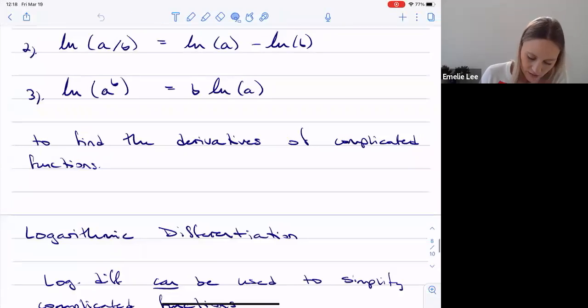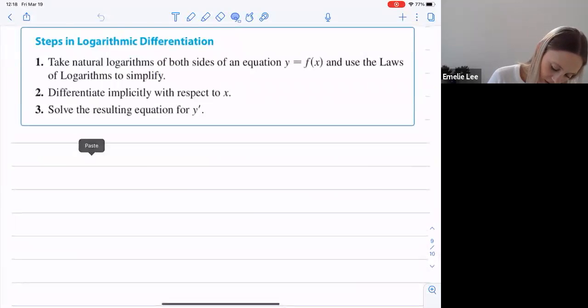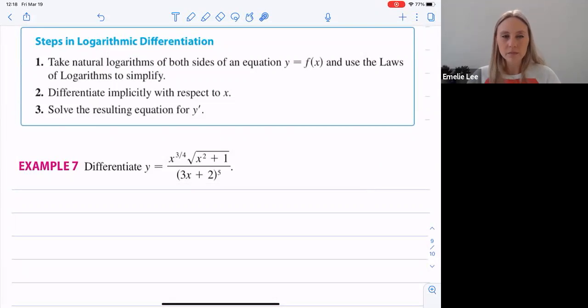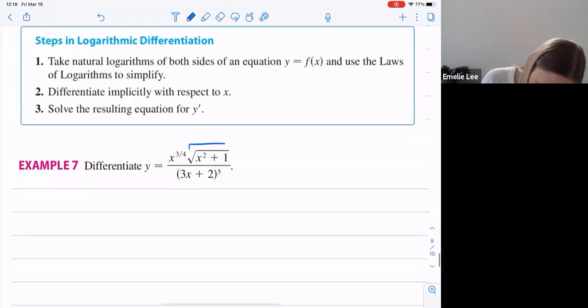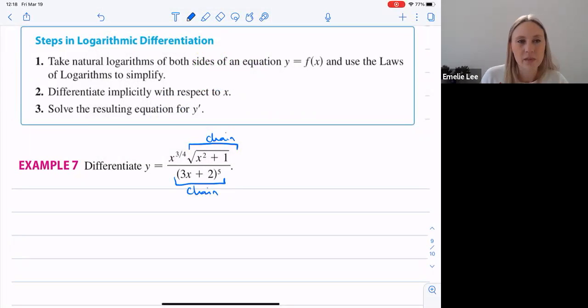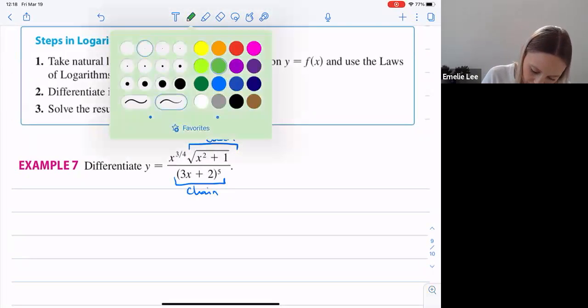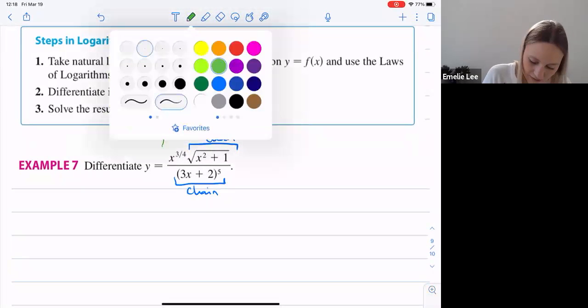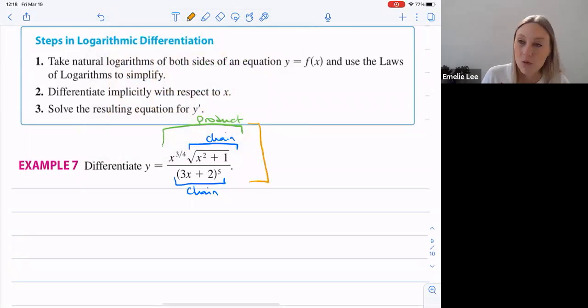So let's have a look at this example here. What you want to do is survey the scene and see what you would need to do, right? First, I see I have a chain rule here. I have another chain rule here. I have a product rule in the numerator. But then I have it all wrapped up in a quotient rule. Yikes. No, thank you.